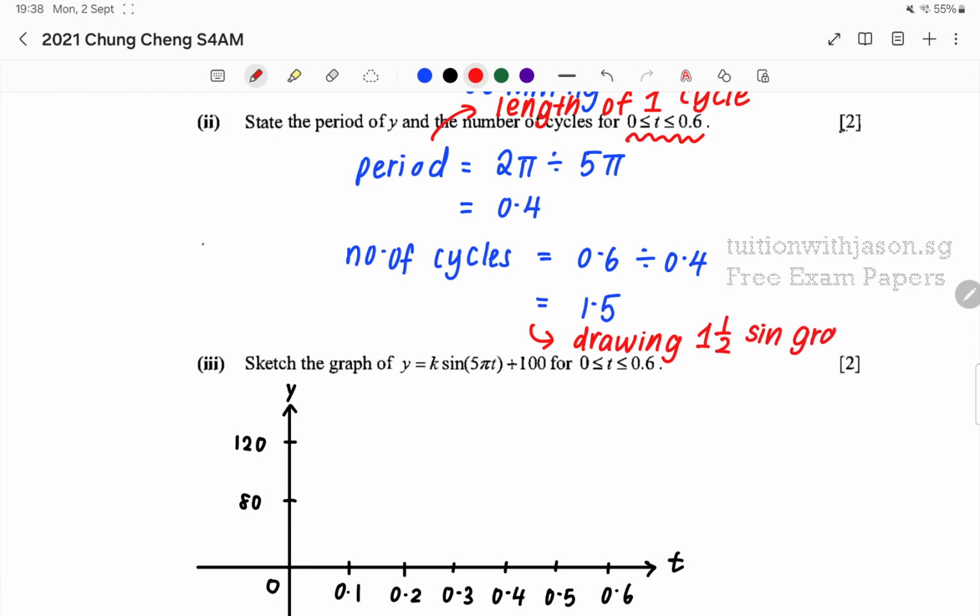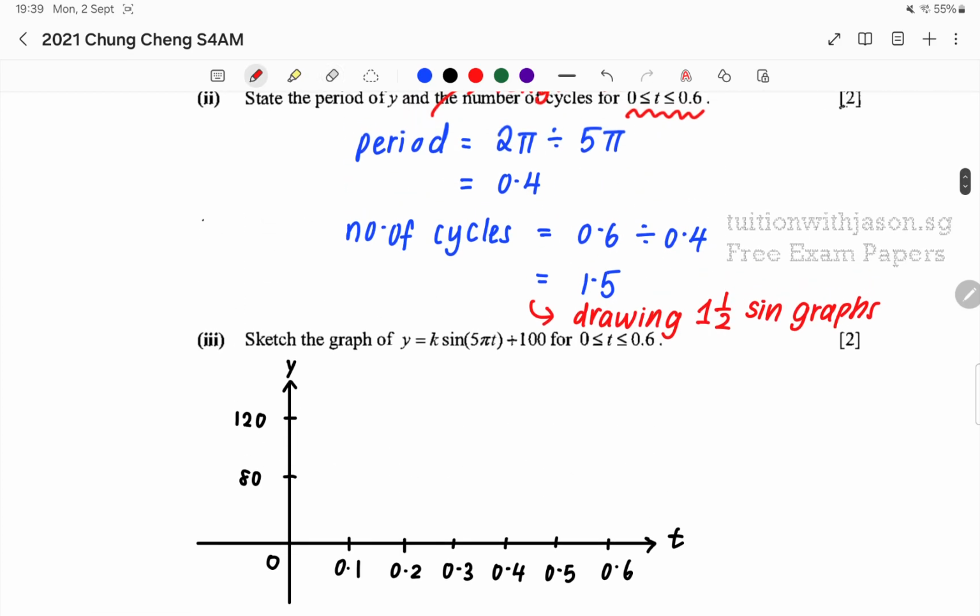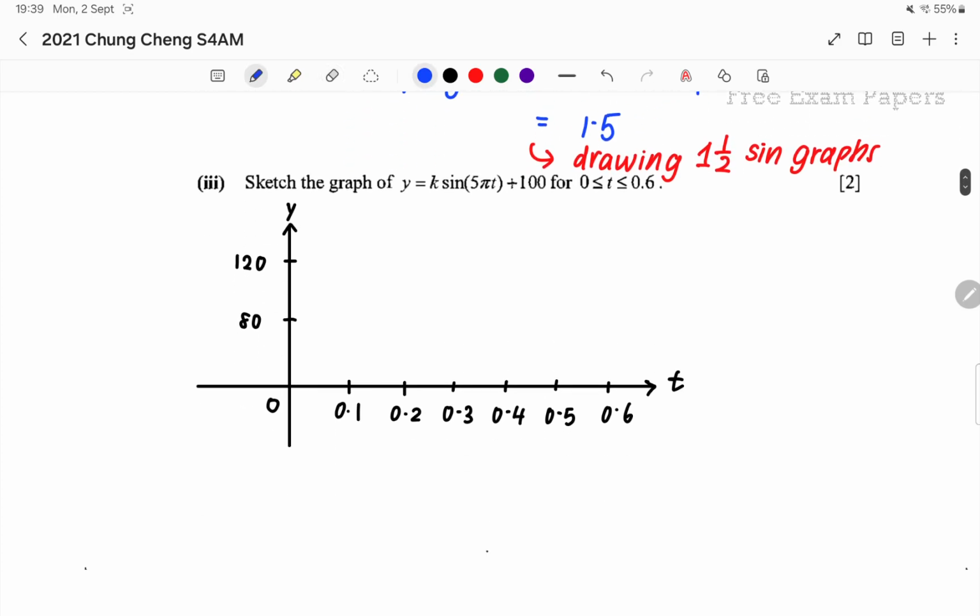sine graphs. Meaning that a classic sine graph will be like that, right? This is 1 and then another half. It should look something like that. So this is what I should get. This is the general idea. So with that in mind, we've finished part 2. So now we will get into drawing.